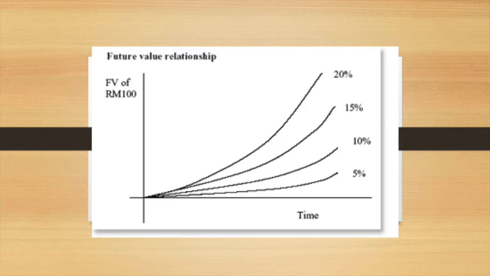Depicted in this graph is the relation between time and your future value, and this shows you the increases in your returns given the different interest rates at hand, where obviously 20% is much larger than your 5% interest rate.